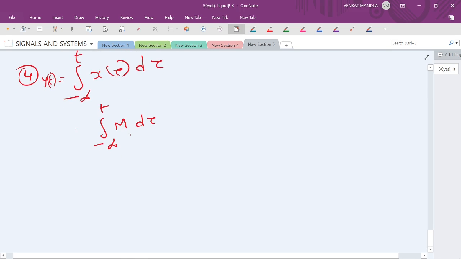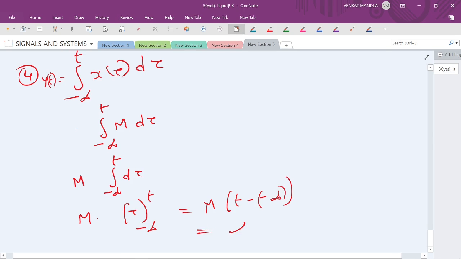What do you get? Let us say m is constant. Then m times the integral from minus infinity to t of d tau. What is this? Tau. The limits are minus infinity to t. If you substitute, m into t minus of minus infinity, you will get infinite. So it is not a stable system, it is an unstable system. For a finite value of input we are getting infinite output, so it is an unstable system, not bounded input bounded output stable.